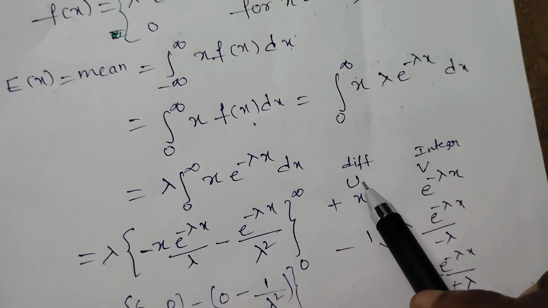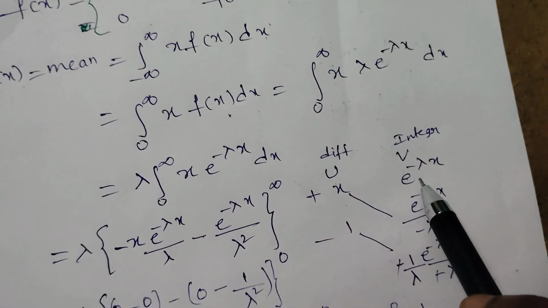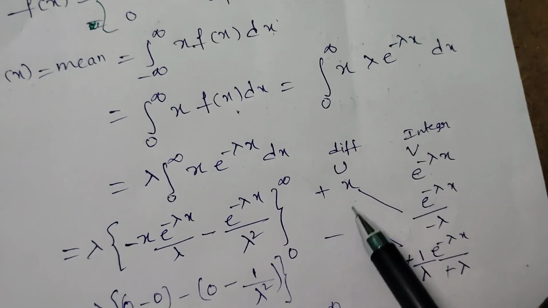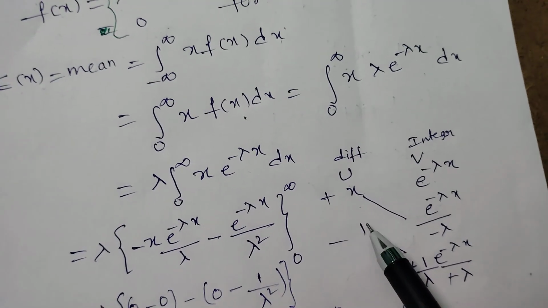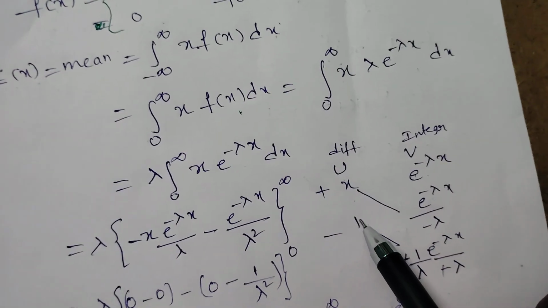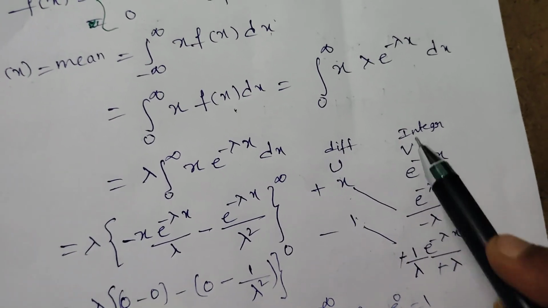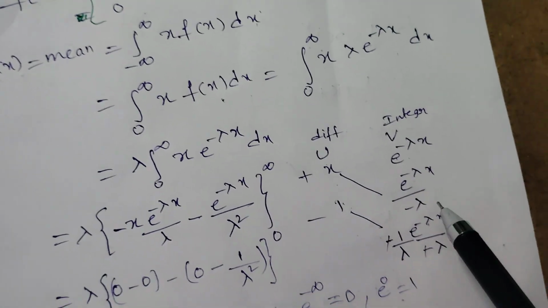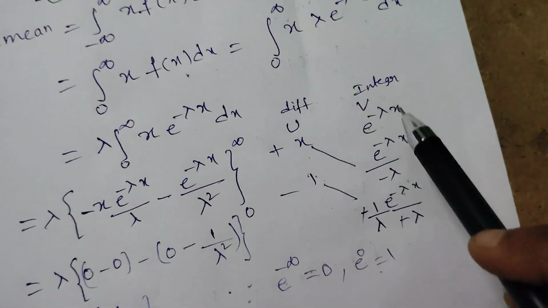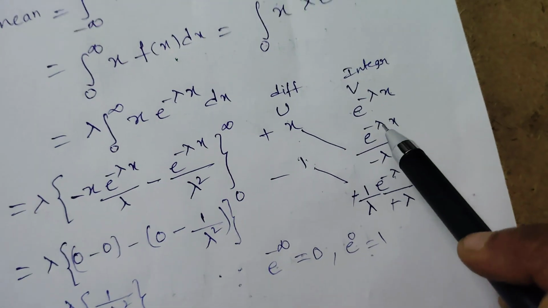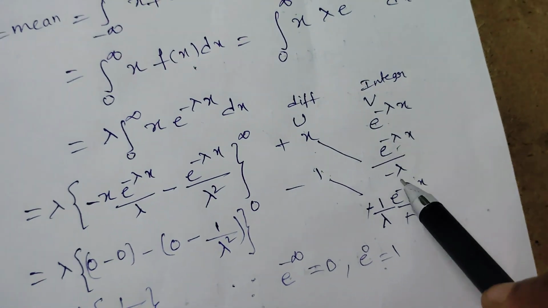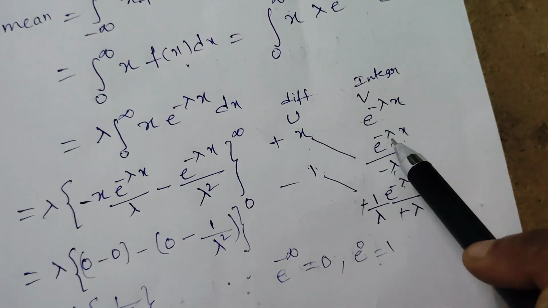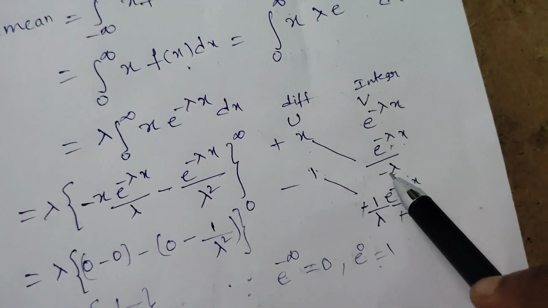Okay, for the first function we need to do differentiation, for the second function we need to do integration. Here the differentiation of x is 1. If I do differentiation again, it becomes what? 0. That's why we did differentiation 1 time here. So on this side we need to do 2 times integration. E power minus lambda x integration is what? E power minus lambda x by minus lambda. Why have I written minus lambda here? The x coefficient is minus lambda, that's why by minus lambda.